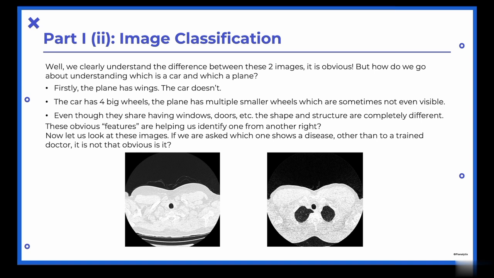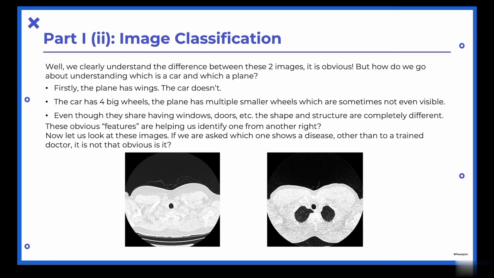Firstly, the plane has wings and the car doesn't. The car has four big wheels and the plane has multiple smaller wheels which are sometimes not even visible. They both share having windows and doors, but the shape and structure of these are completely different. These obvious features are helping us identify one from another, right?